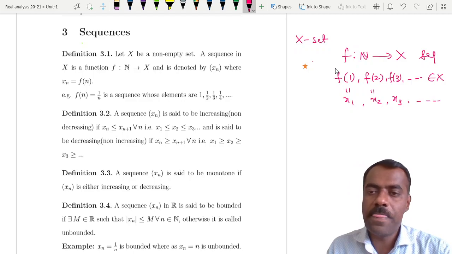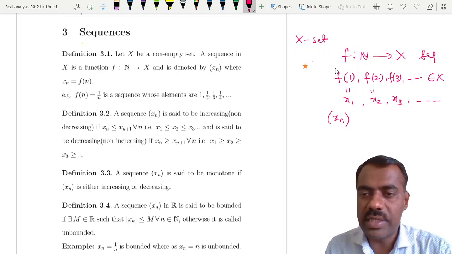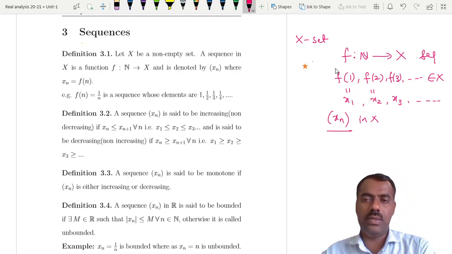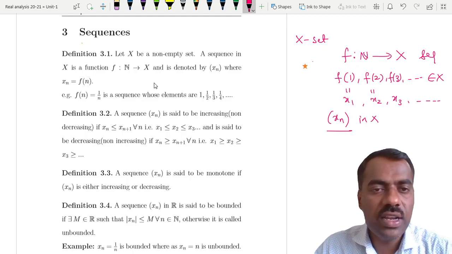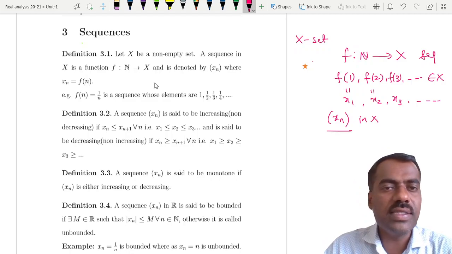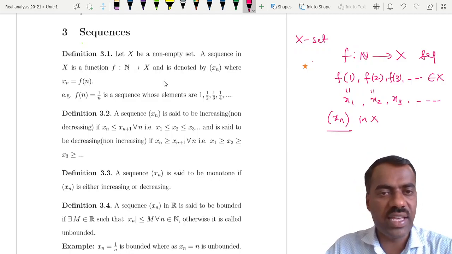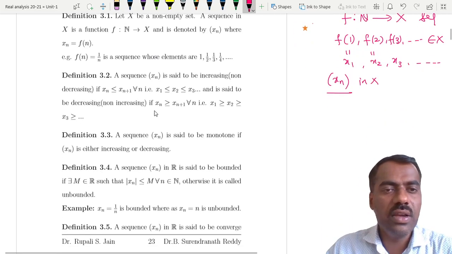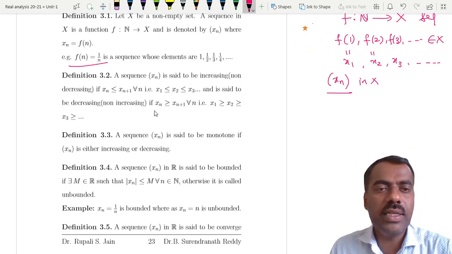So from now onwards we write a sequence in X by this notation x_n. Okay. So any function from N to X is called a sequence in that set X. For example, if you take f of n equal to 1 by n, then the elements are nothing but 1, 1 upon 2, 1 upon 3, 1 upon 4 and so on.